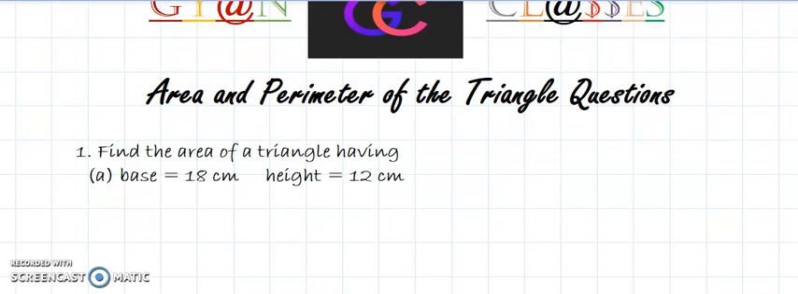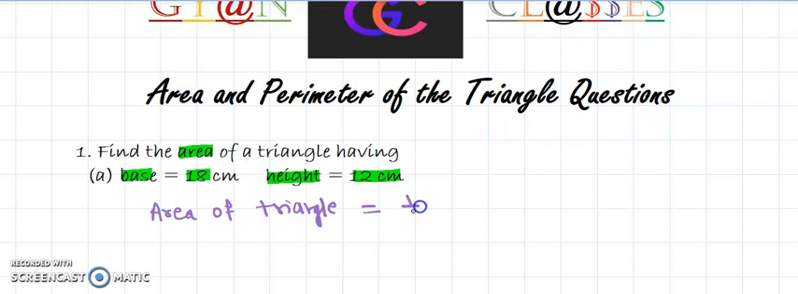As you can see on the screen, in question number 1 we have to find the area of a triangle which has a base of 18 centimeter, whereas the height is 12 centimeter. As was discussed in the previous section also, the formula for the area of a triangle is equal to half into base into height. Let us mark the base and height with B and H.